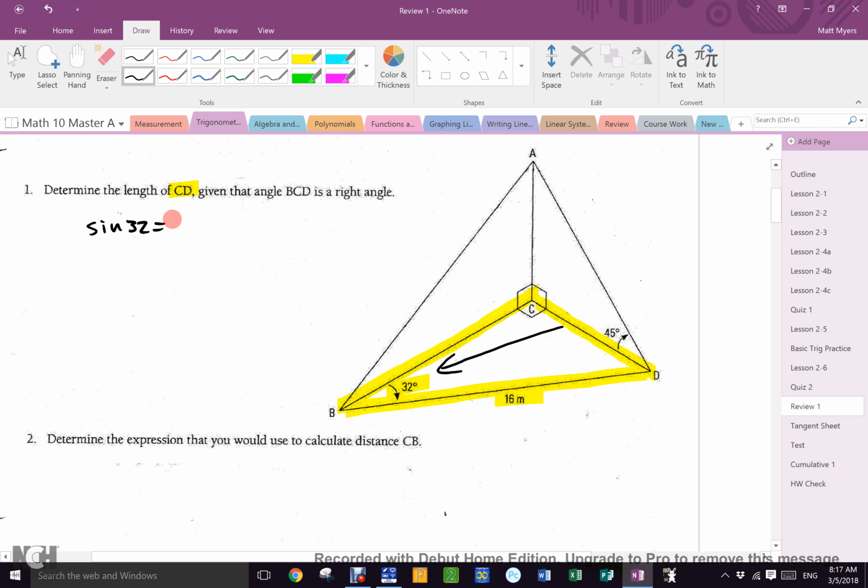equals opposite, so CD over 16, so 16 sine 32. And that will give you your answer. And if I'm not mistaken, it is around 8.5. Yes? Excellent.